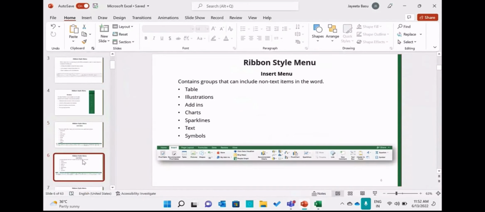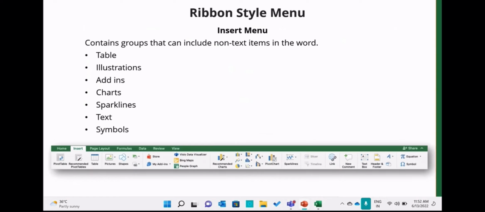The next we have is the insert ribbon menu. In the insert ribbon menu, you have table, illustration, add-ins, charts, sparklines, text, and symbol. So what is the insert ribbon menu? The insert ribbon menu has all the things that you can insert in your Excel sheet.